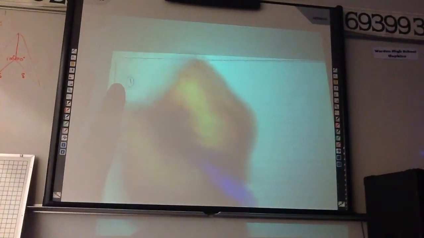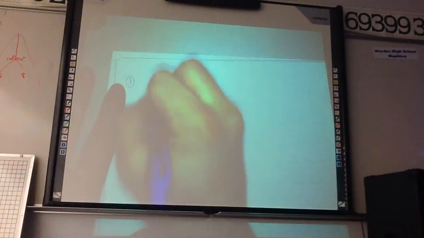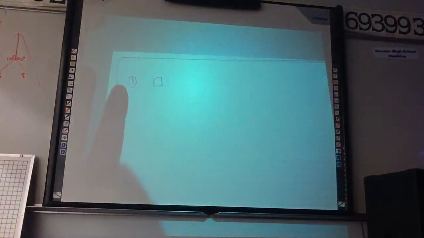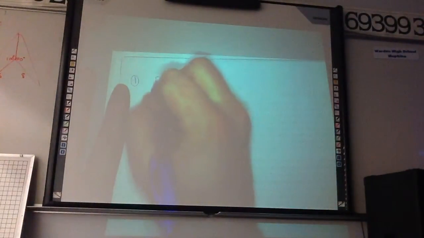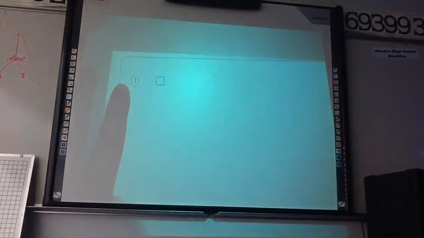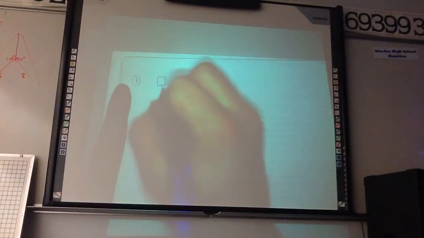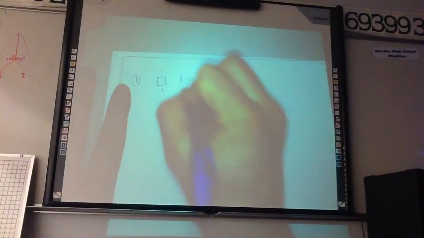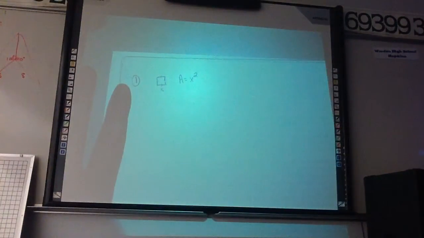So there we go. Let's just go number 1 here. I read the question: how fast is the area of a square? I'm going to draw a square just because I like to draw pictures. When I think area of a square, I think width times width, or x squared. Isn't area just x squared, right?